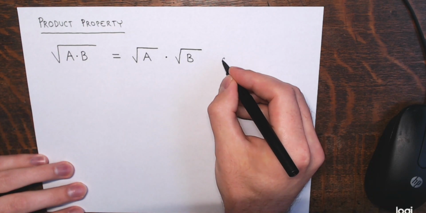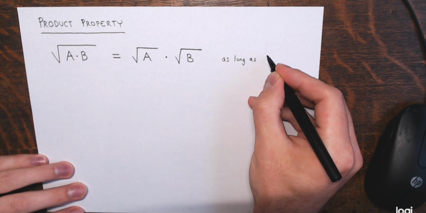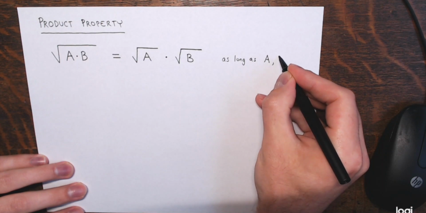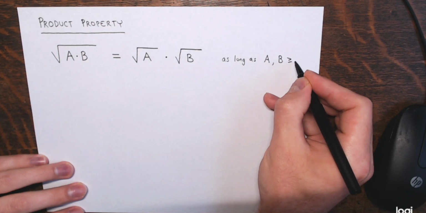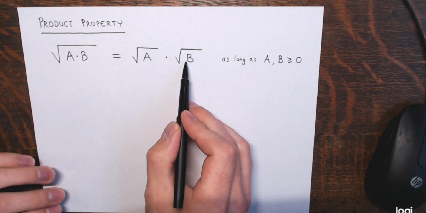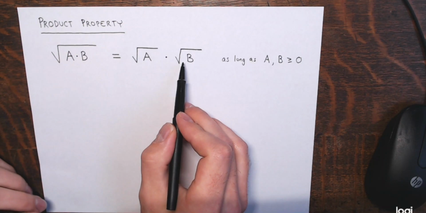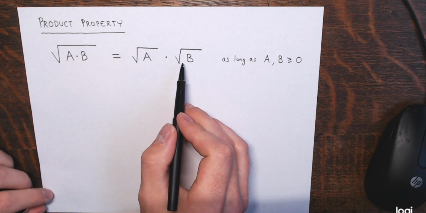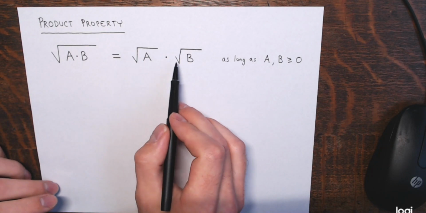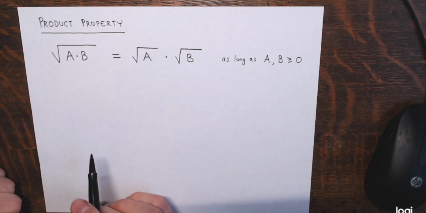As long as those factors represent non-negative numbers. Okay, we need the square root of a and the square root of b to be real. And you may recall from section 9.1 that if the radicand, or the number inside, is negative, then we have an expression that's not real, and we don't want that.